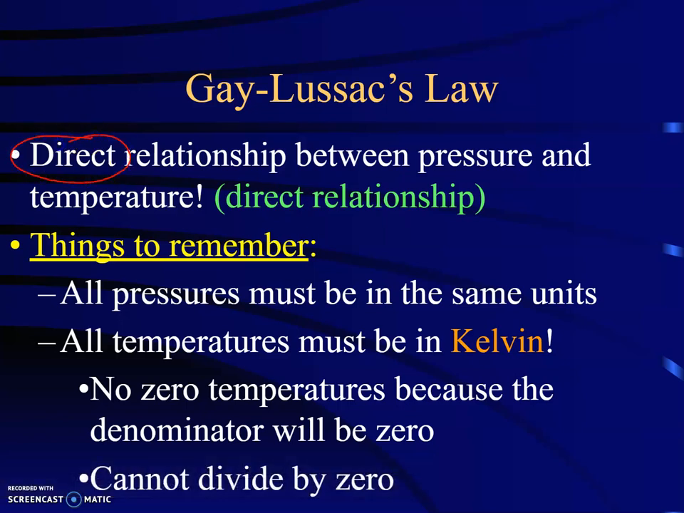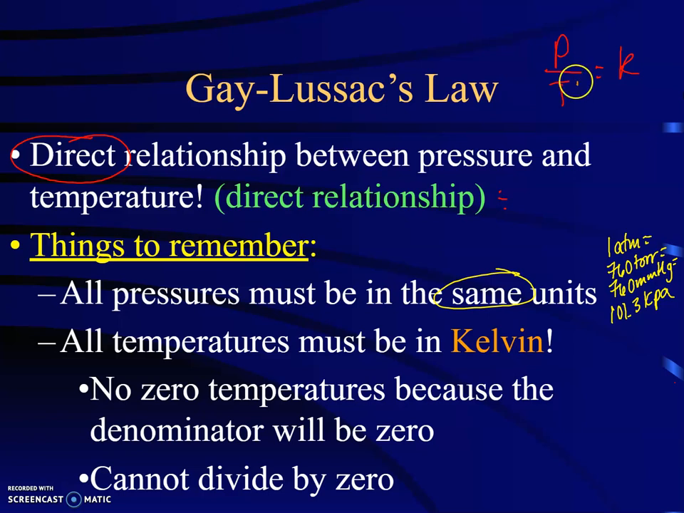So, important things to remember with Gay-Lussac's law. It is a directly proportional relationship. So, pressure over temperature is our constant K. You divide both of them in order to get our directly proportional relationship. If you have two pressures, they must be in the same unit. Again, pressure is 1 atmosphere, 760 torr, 760 mmHg, millimeters of mercury, and 101.3 kPa. Important that you know how to convert all of those. And since we have our temperatures in the denominator again, they must be in Kelvin. No zeros. You cannot divide by zero.